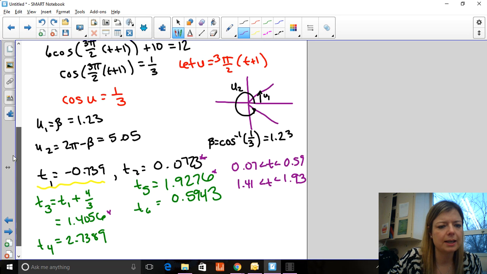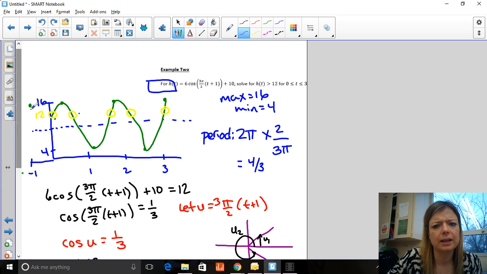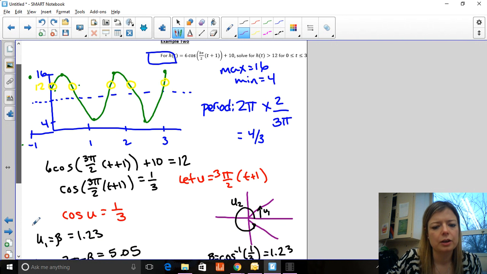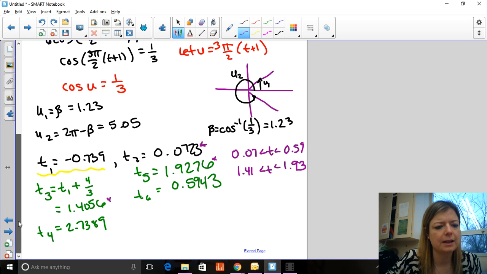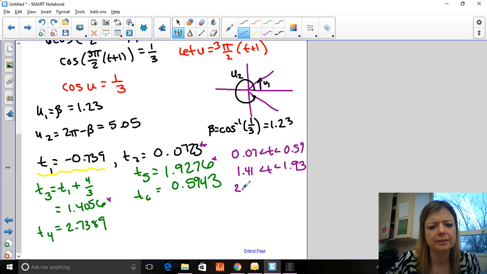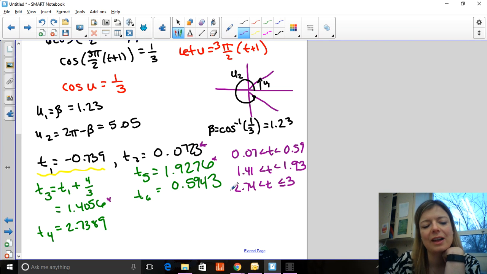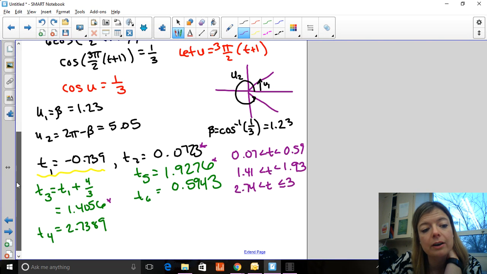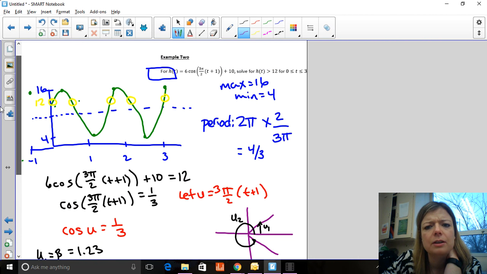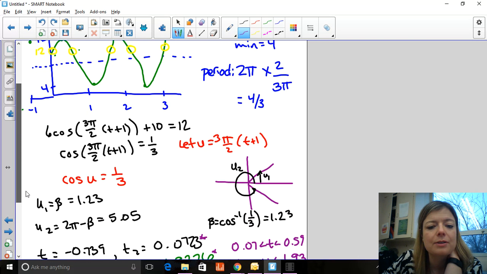And then you can see that it's also above from this point until where it ends at 3. So that point is this 2.74 approximately. And now I'm going to include 3. So I did actually mean to put the inclusion on that last one, because at exactly 3, it is still greater than 12. And notice that the question asked for when t is between 0 and 3, where 0 and 3 are included. So that's how you do that one.